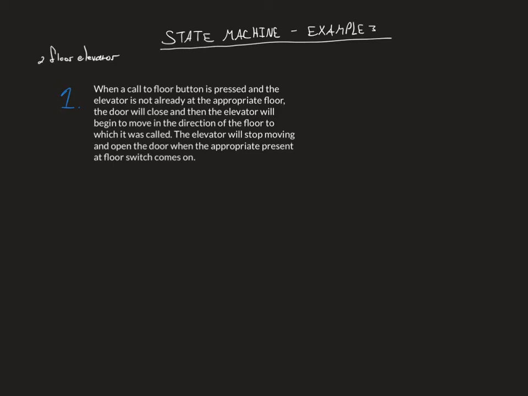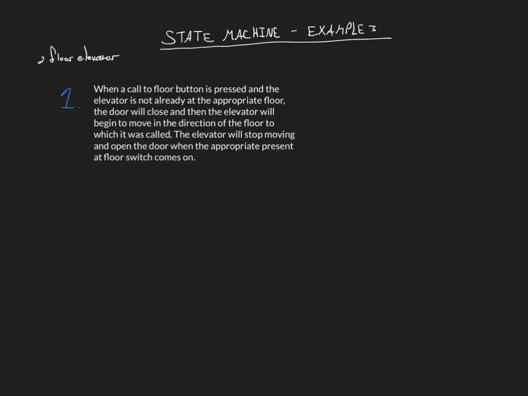Calling to floor 2 would be the same, right? Someone's at floor 2, they push the button. The elevator is at floor 1, presumably. Before the elevator is allowed to move, the door will close. Then, once the door is closed, the elevator will go up until the present at F2 input comes on, at which time it stops going up. Then it will open the door, and that has completed the functionality for the call to floor 2.